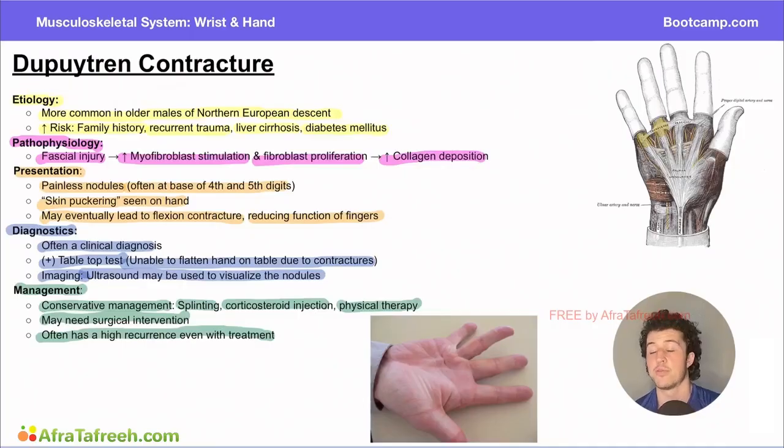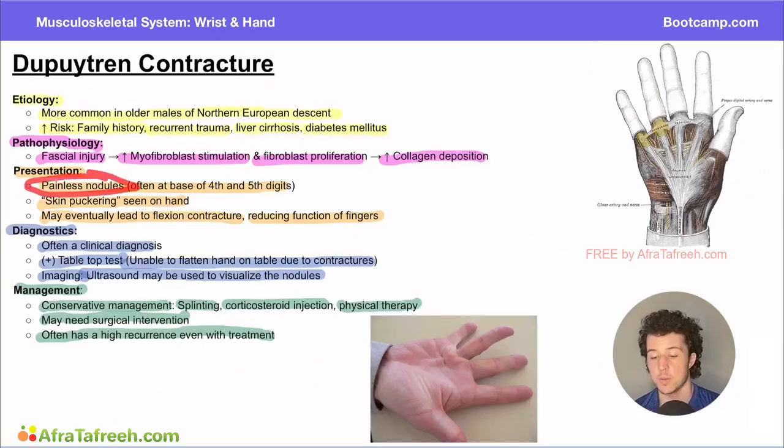Dupuytren contracture is not fully well understood, but it's believed that fascial injury may promote fibroblast proliferation, which will cause collagen deposition in the hand, typically at the base of the fourth and fifth digits at the metacarpal phalangeal joint. It's more common in older males, especially of Northern European descent, and family history is an important risk factor. Additionally, recurrent trauma, liver cirrhosis, and diabetes mellitus may also be associated with this condition.